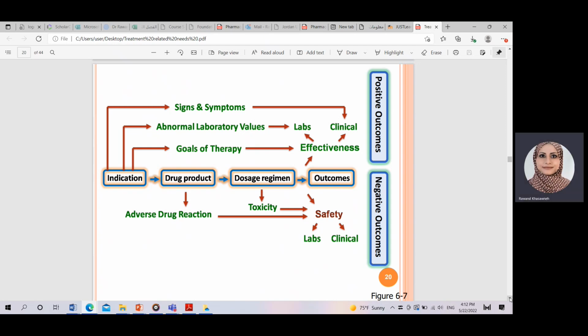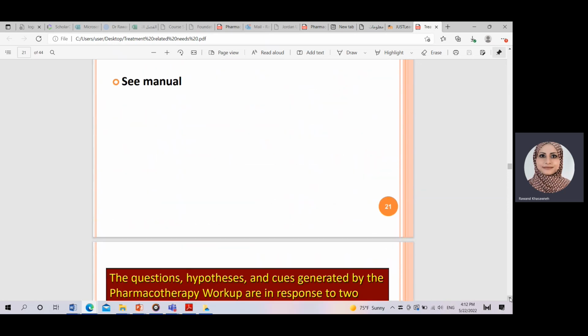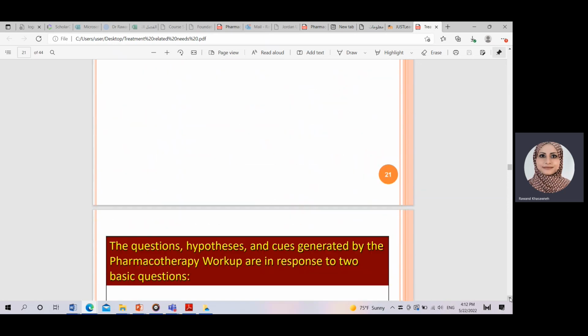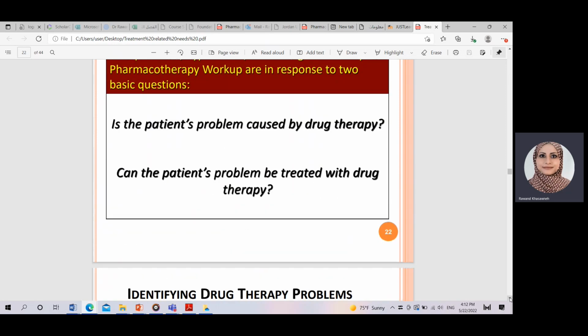So, the two basic considerations of the practitioner throughout the patient care process. What is the patient care process all about? It is about two main hypotheses or two main questions. Is the patient's problem caused by drug therapy? And/or is the problem that the patient is experiencing something that can be treated or avoided with drug therapy?